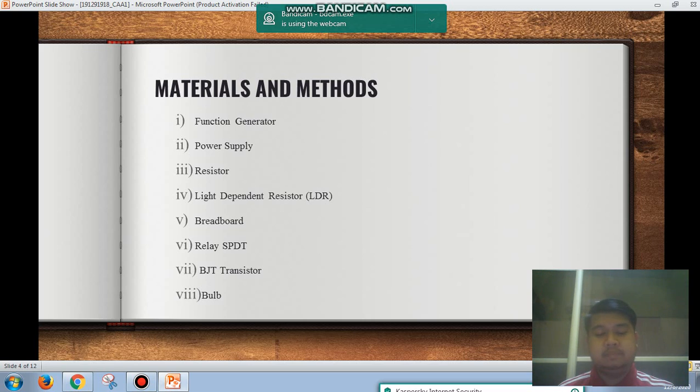Number 8. Bulb. An incandescent light bulb, incandescent lamp, or incandescent light globe is an electric light with a wire filament heated until it glows.